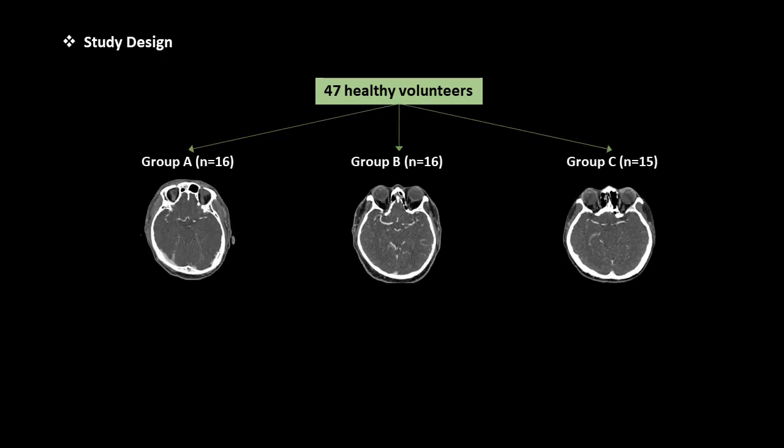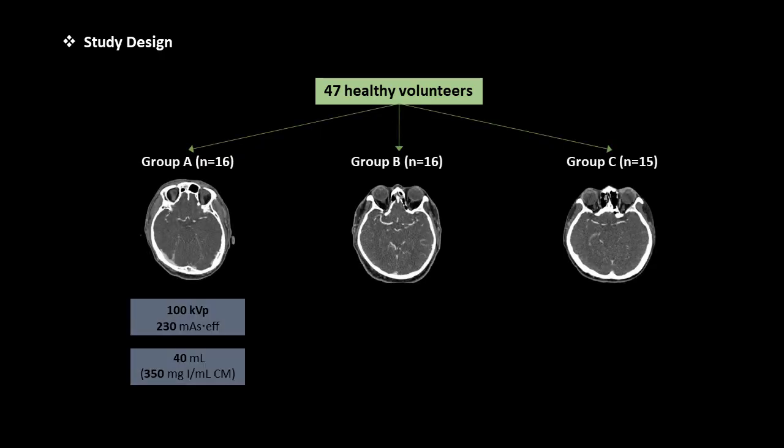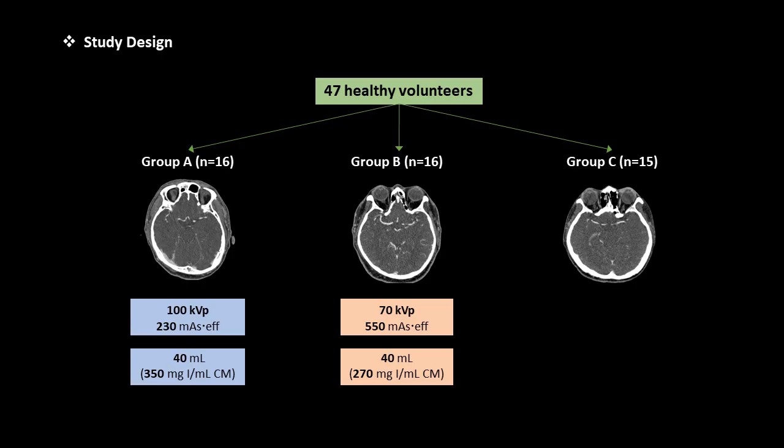We enrolled 47 healthy volunteers and divided them into three groups. Group A, representing our standard protocol in daily clinical practice, used 100 kVp with 40 ml of 350 mg iodine per milliliter contrast, resulting in total iodine of 14.0 gram. Group B, designed for reduced iodine load and 70 kVp protocol, was administered 40 ml of 270 mg iodine per milliliter contrast, resulting in total iodine of 10.8 gram.